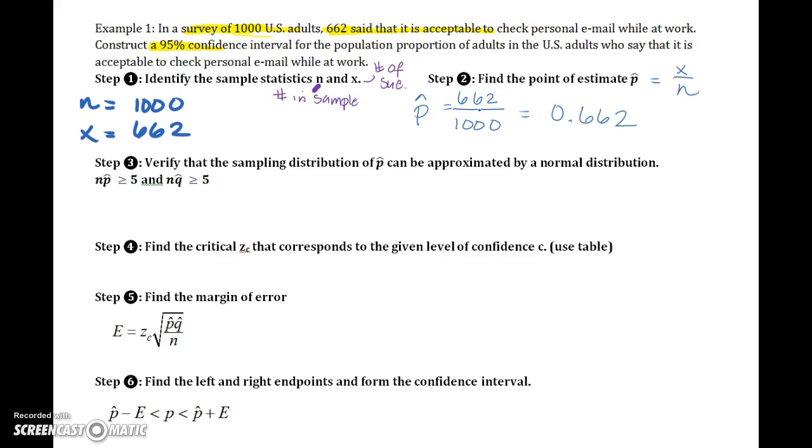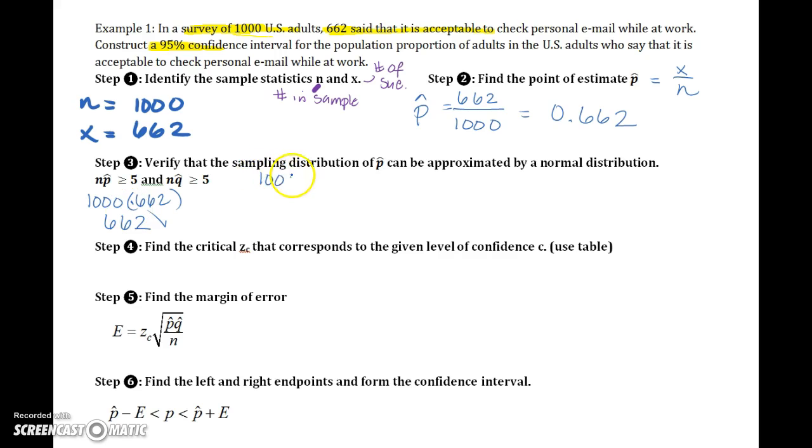Now, for step 3, they would like to verify the sampling distribution of P hat. We want to verify that it can be used to approximate a normal distribution. So in order to do this, you've kind of done before, it's N times P hat instead of N times P. That has to be greater than 5, and N times Q hat has to also be greater than 5. So for the first part, N was 1,000 times the P hat, which was 0.662. Multiplying that, you should get 662. That is greater than 5.